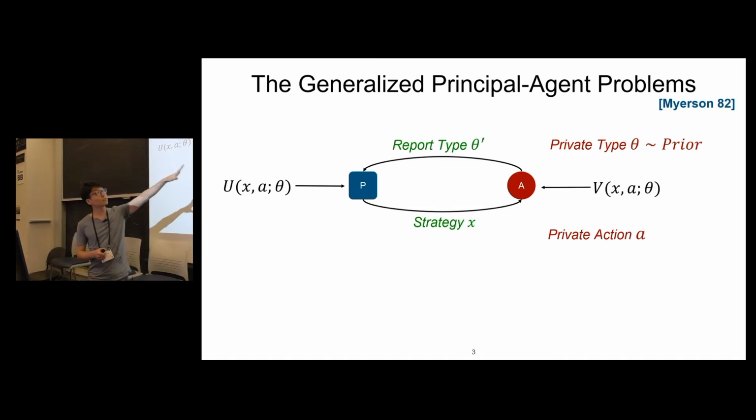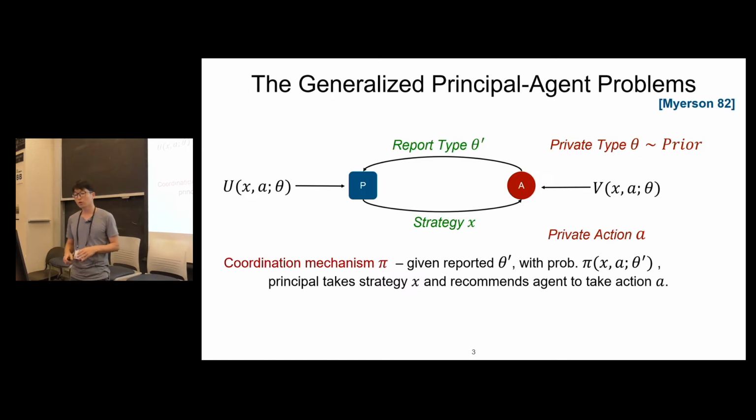For now, especially for Myerson's setup, you should think of this strategy X as discrete. That's what his original paper is about. Think of X as there being 100 different possible X. So what is a coordination mechanism that coordinates their behavior? It's basically the following pi, which takes any reported agent type theta prime as input, and then with probability pi(x, a), the principal is going to himself take action X, and then recommend the agent to take action A. So that's the coordination mechanism.